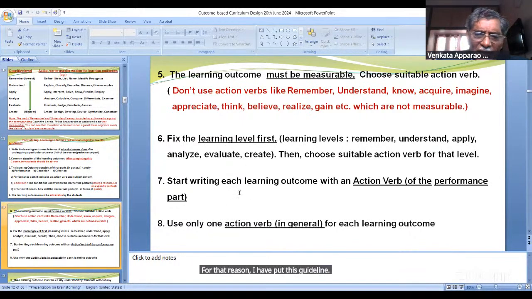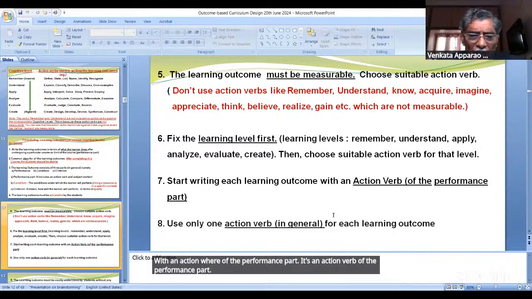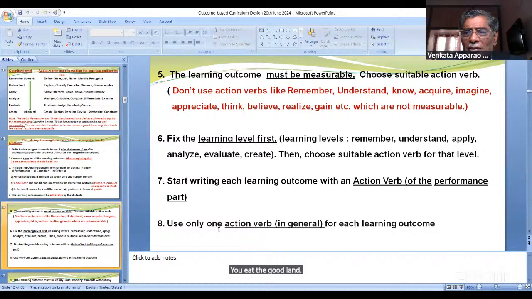Seventh guideline, start writing each learning outcome with an action verb of the performance part. Eighth guideline. In general, use only one action verb corresponding to the cognitive level.